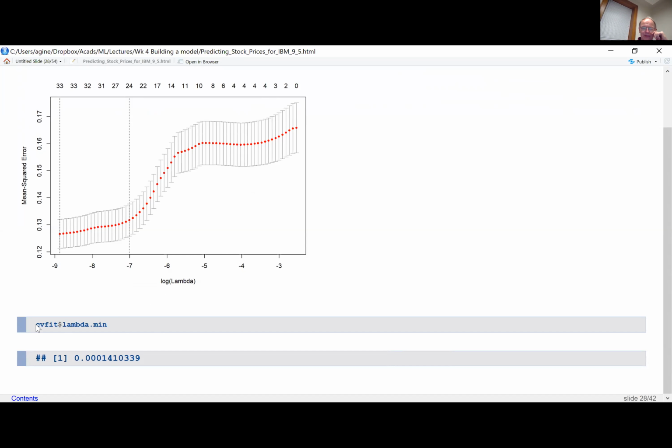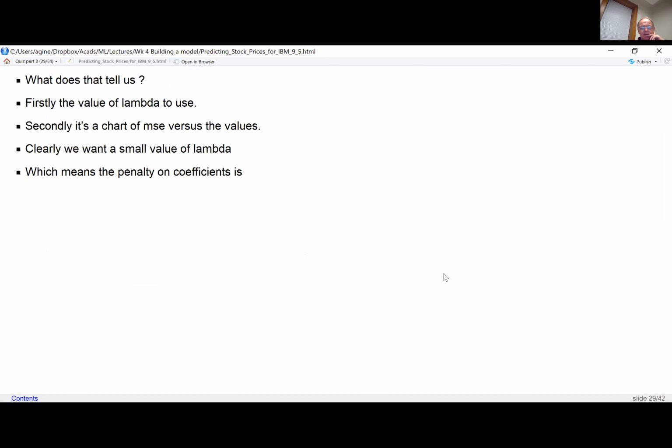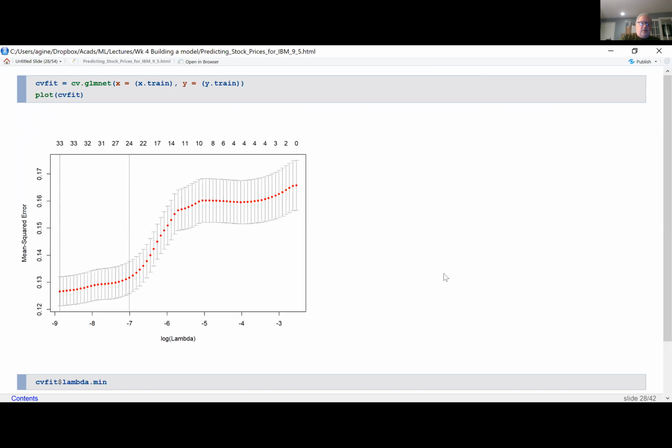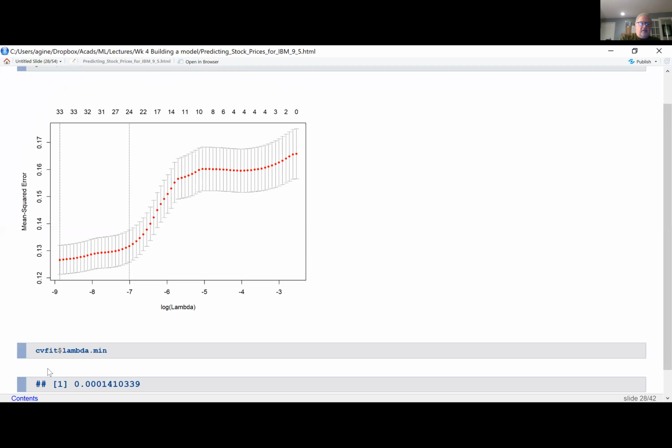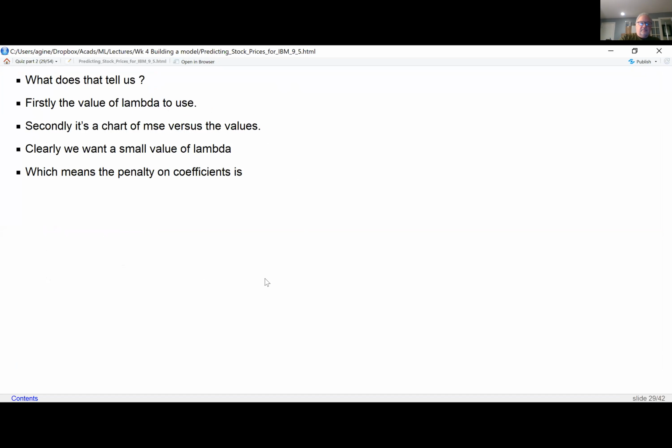So this is the error over the different cross validations, over the sum of all the 10 cross validations. Okay. So the first thing it tells us is the value of lambda we want to use, both numerically, or we could just always say cvfit$lambda.min.